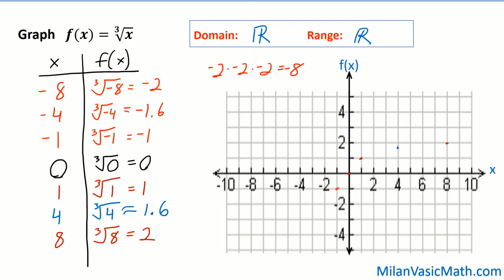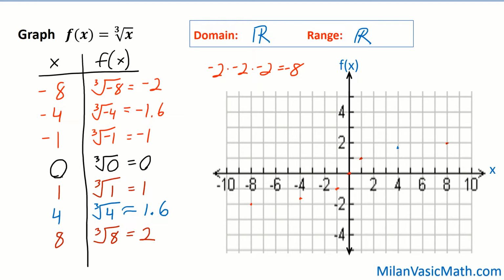Okay, plot those points. I have negative 4, negative 1.6. And I have negative 8, negative 2. All right, you notice that there are 3 points that are in a row. These 3 right here. Now don't connect them like that. Just showing you.